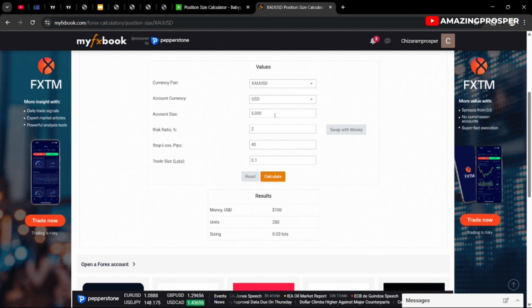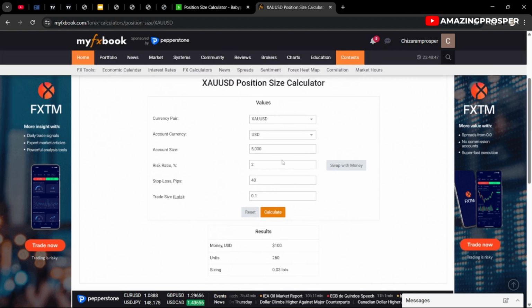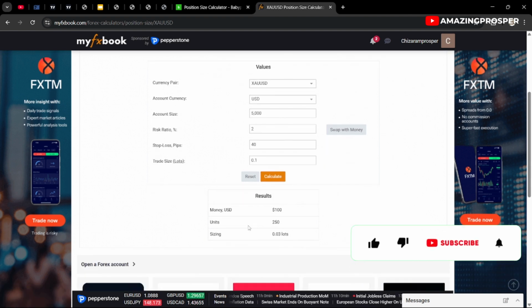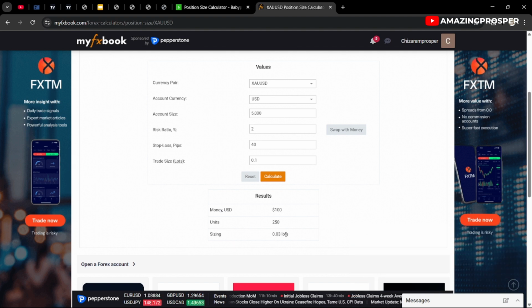Are you seeing it over here? This is my FS book. If you want to calculate your pips on XAUUSD, which is good, very simple. Do you get that? That's what you're going to be losing, $100. Your unit is 250 and sizing is 0.03. Once it goes against you, $100, that's 2% of $5,000 account.